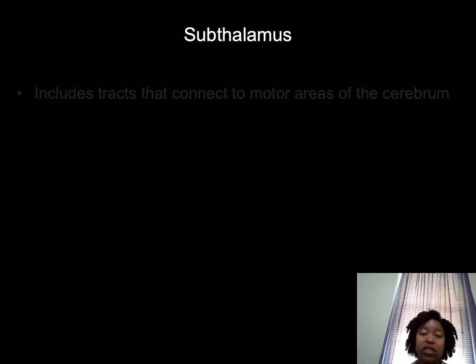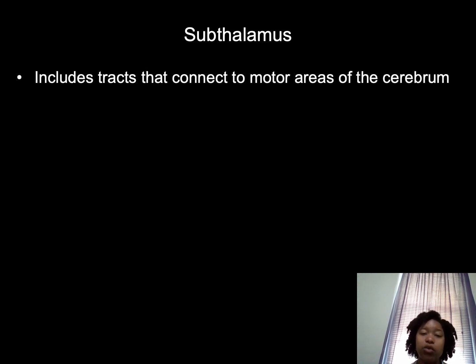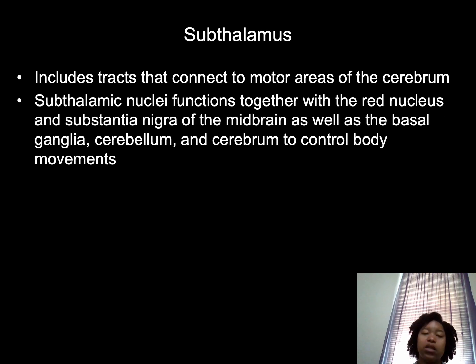Alrighty, so then we have the subthalamus, and this includes tracts that connect to motor areas of the cerebrum. The subthalamic nuclei function together with the red nucleus and the substantia nigra of the midbrain, as well as the basal ganglia, cerebellum, and cerebrum to control body movements. So these are smaller portions of the brain, but they're working in conjunction with a lot of different aspects of it in order to operate for body movement.